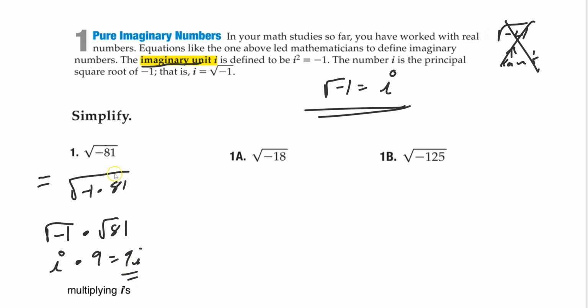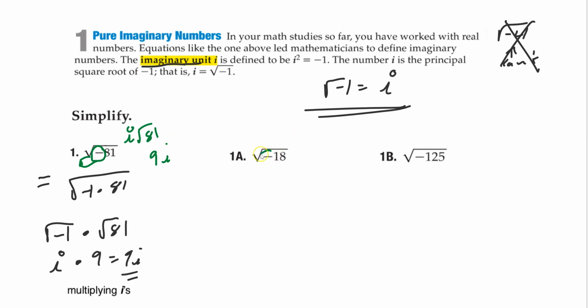Now that's a long way to do it. I don't expect you to do it like that every single time, or ever actually. What we're going to do is, hey, there's a negative inside the square root, so we're going to pull that out. That's going to be an i. Then the square root of 81 is 9, so it says 9i.